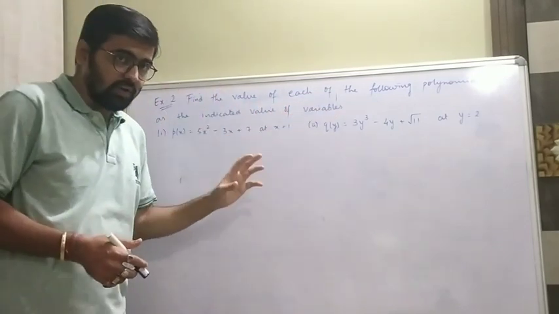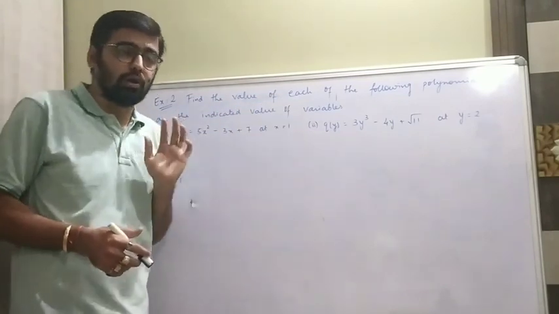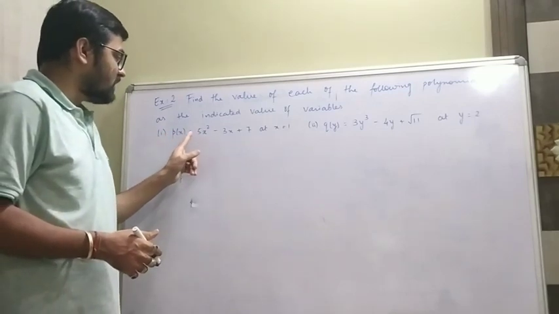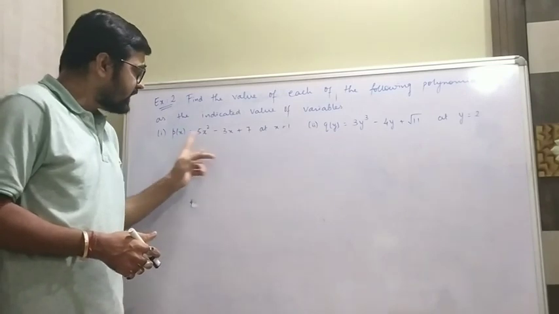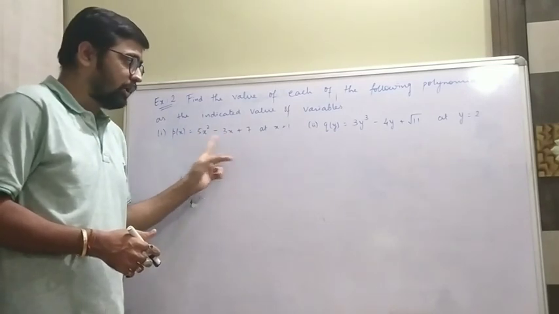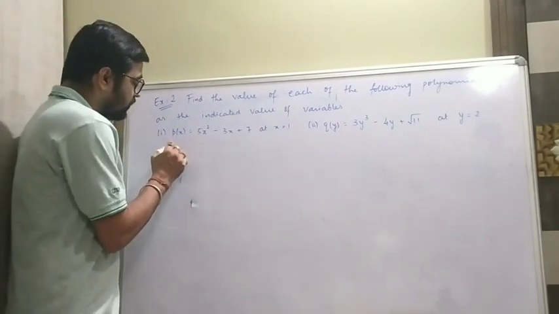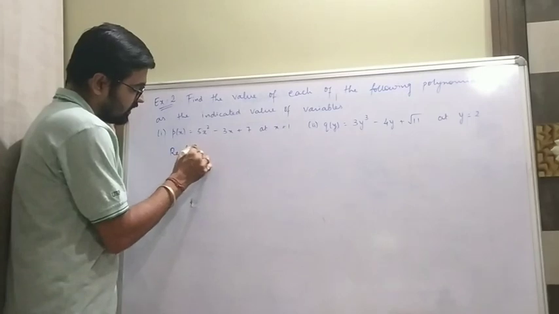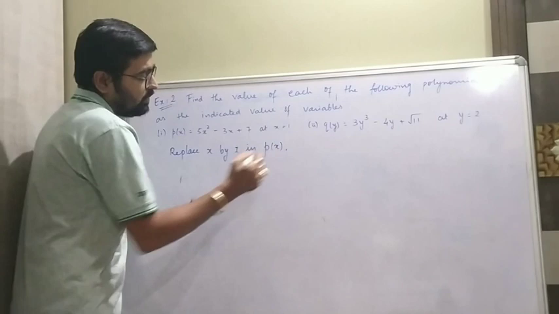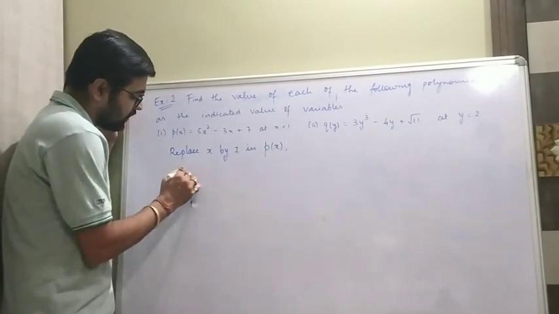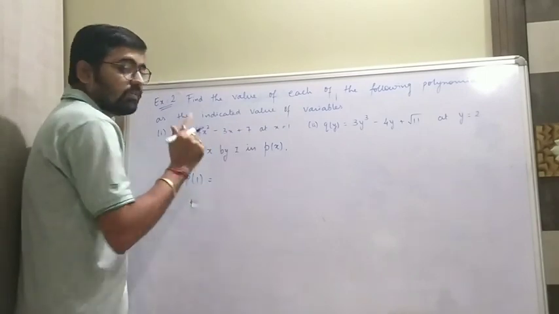Means we have the value of the variable given, we have the polynomial given, and we want to find the value of the polynomial. So first is p of x equals 5x square minus 3x plus 7, and we want to find the value of this polynomial at x equals 1. So what we are going to do is replace x by 1 in polynomial p of x. That means we are going to find p of 1. Simple. Replace every x with 1.